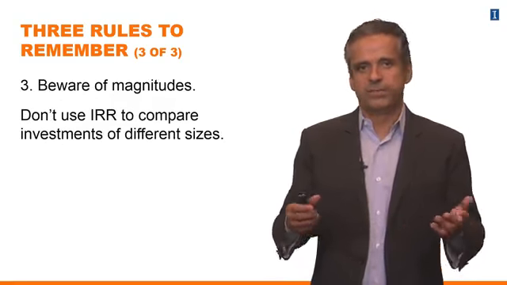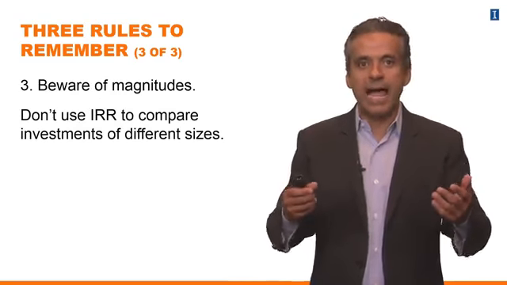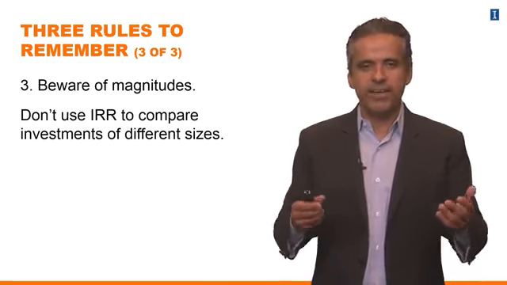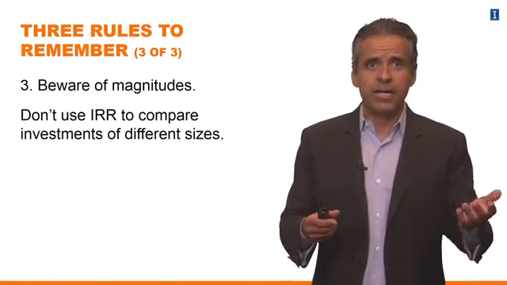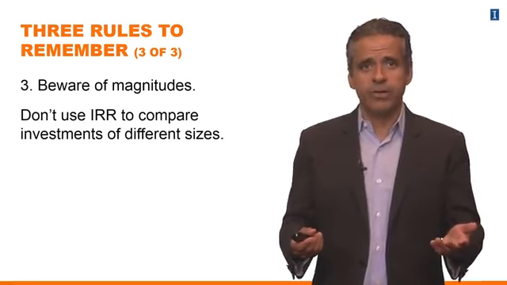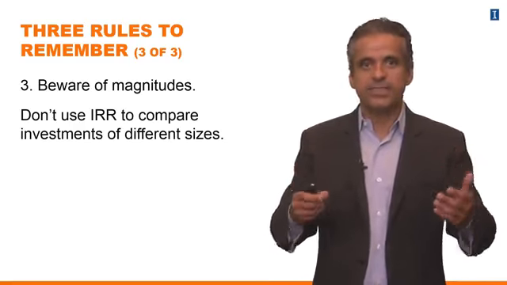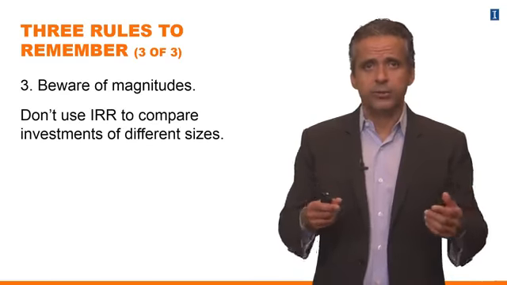And third rule, which is simple, beware of magnitudes. So you cannot reliably use IRR to compare investments of different sizes. So our cents versus dollars example showed that very clearly. So if you want to compare investments, the safest way to do it is to use net present value.